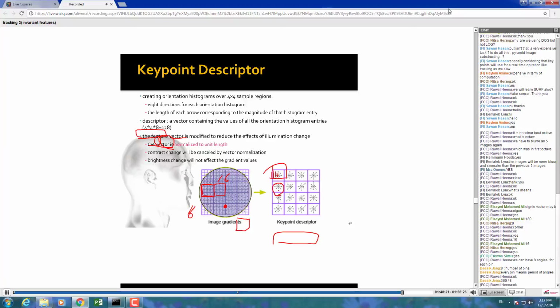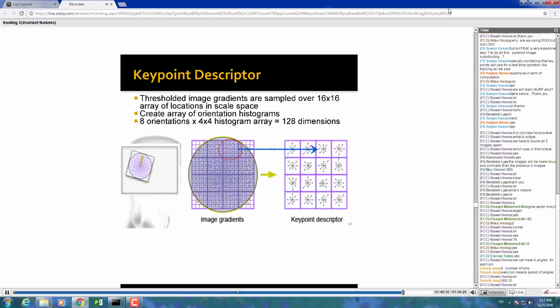So finally, every descriptor of every key point can have a 128-number vector. Okay, so by concatenating all the 8 by 8 cell values, it is becoming 128 numbers. And so finally, that is becoming the descriptor.